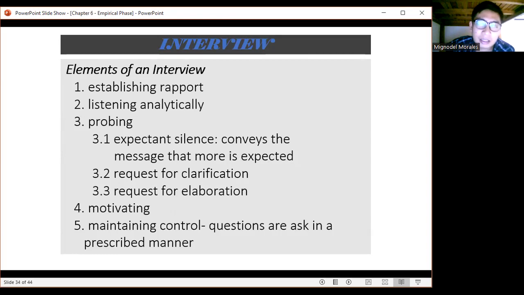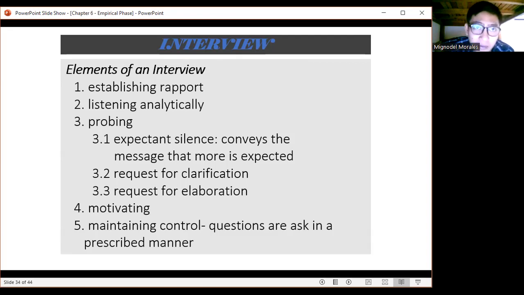Then eventually they will feel that they are comfortable opening up. Thus, we must be consistent and we must ensure the confidentiality and anonymity clause. Okay? Next, we must listen analytically. So, what's the meaning of this? You must listen to some of the subtle items that could be clarified. Okay, kailangan mo ma-clarify yung mga vague answers, no?